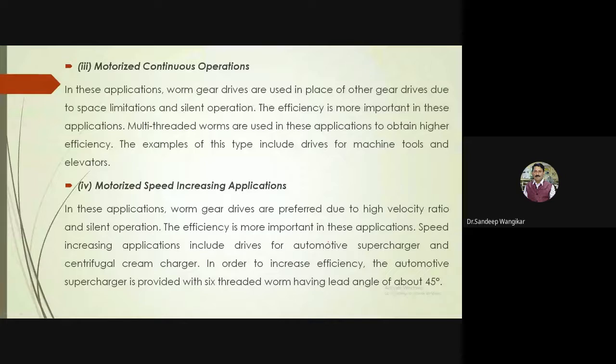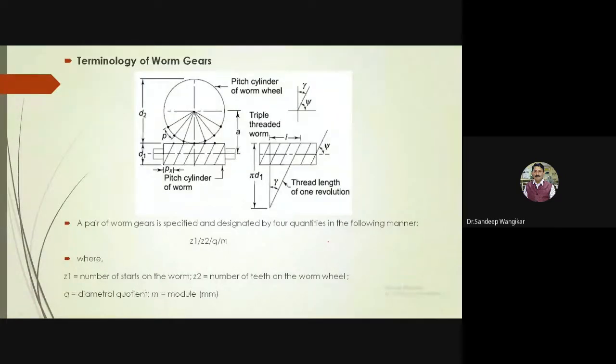Okay, so after this, friends, let us start the terminology. It is very, very important for any gear. The terminology gives the basics about the gear, and it also gives the formulas and some more information which is required from a design point of view. So terminology is very important.